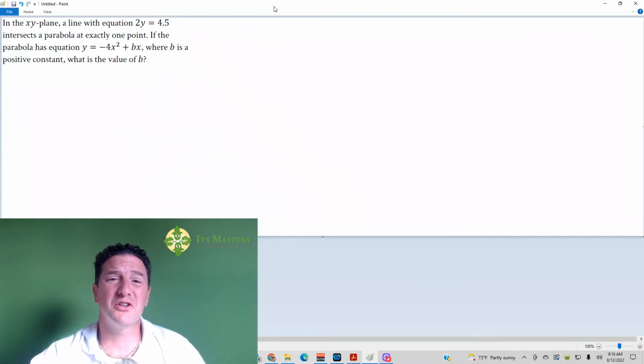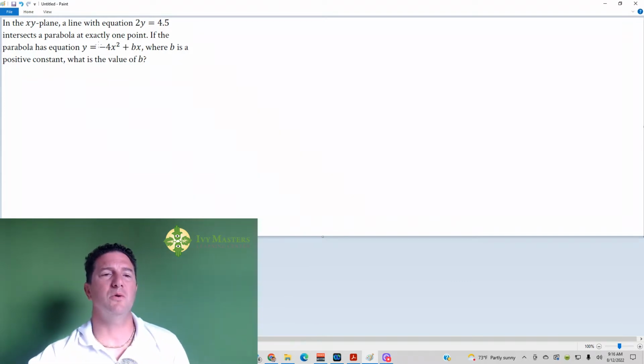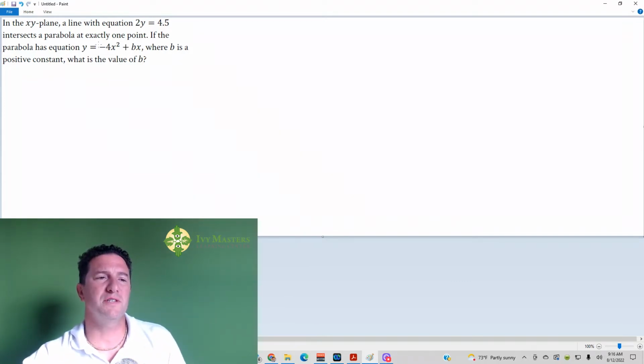And today we're going to look at the 12th question from this newly released digital SAT. The question reads: in the xy plane, a line with the equation 2y equals 4.5 intersects a parabola at exactly 1 point. If the parabola has equation y equals negative 4x squared plus bx, where b is a positive constant, what is the value of b?